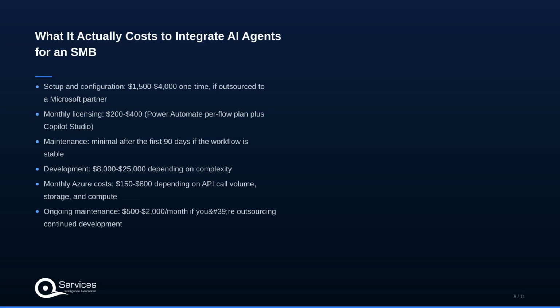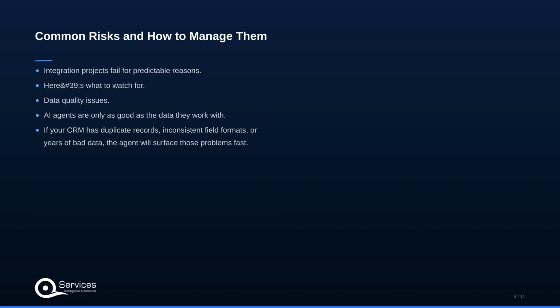Now, moving on to what it actually costs to integrate AI agents for an SMB. Budget transparency is rare in this space, so here are specific numbers. A basic Power Platform AI agent to handle a single workflow, like lead routing or support ticket triage, typically runs. An Azure OpenAI-based custom agent for something more complex, like a document processing workflow or an AI-integrated IT solution pulling from multiple data sources.